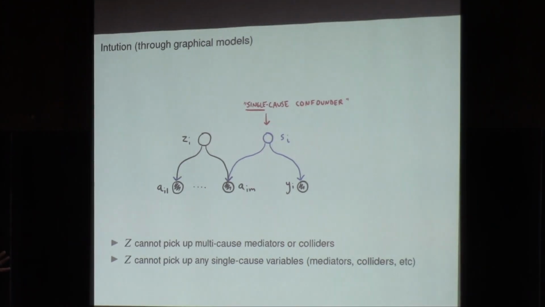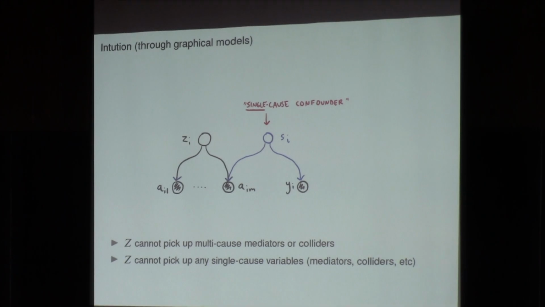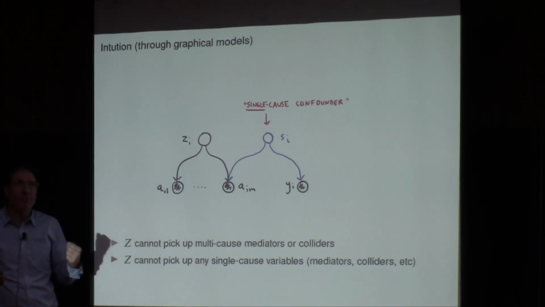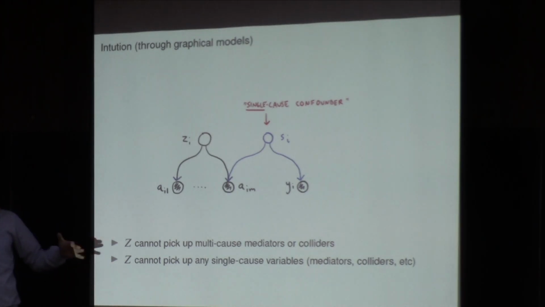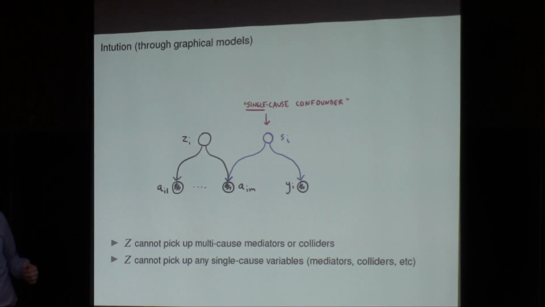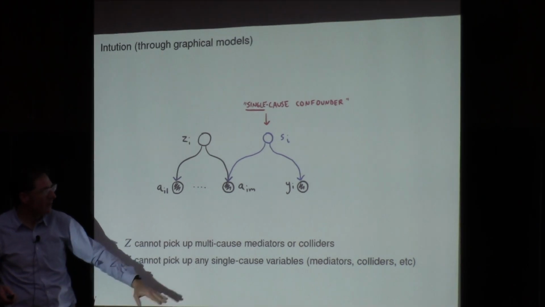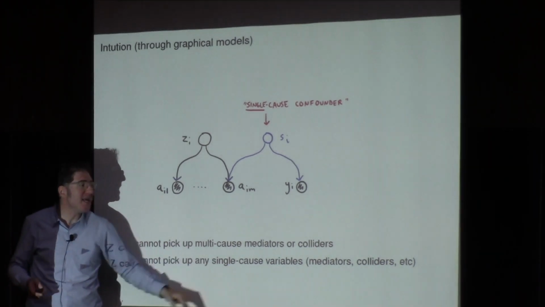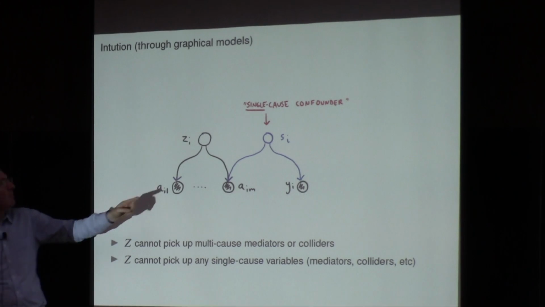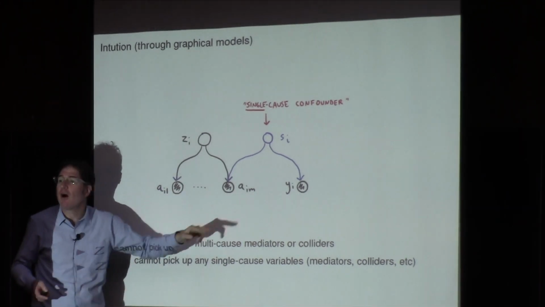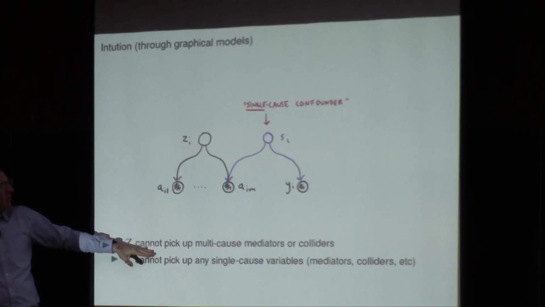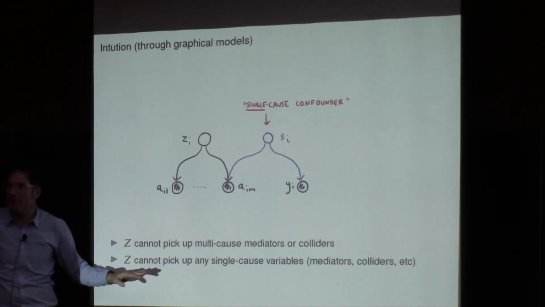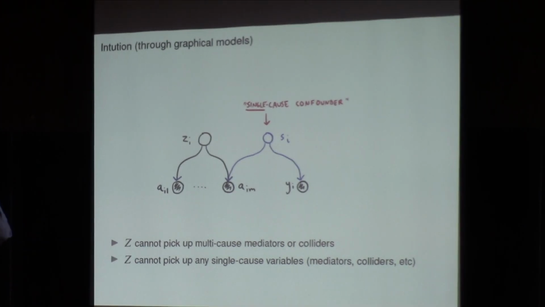Now, it's a little more complicated to get all the way to Z capturing unobserved multi-cause confounders, sorry, because we need to also worry about a couple other types of variables. We need to worry about single-cause variables, like mediators and colliders, that are in between the actors and the revenue. And we need to worry about multi-cause mediators or colliders. Okay, so these are variables downstream from A that are between A and the revenue.